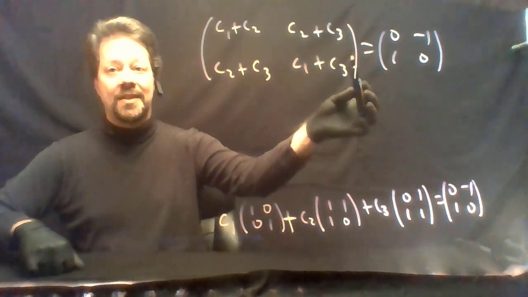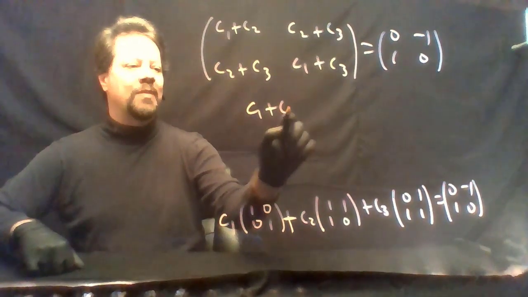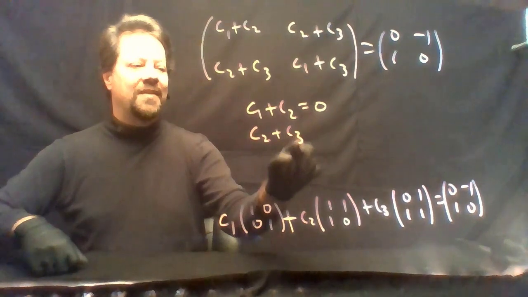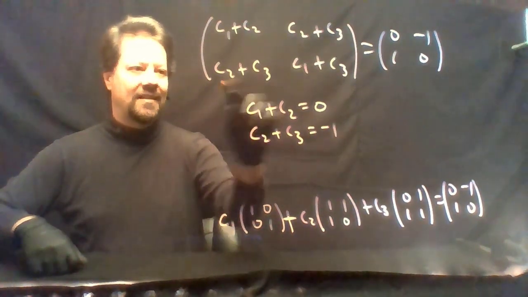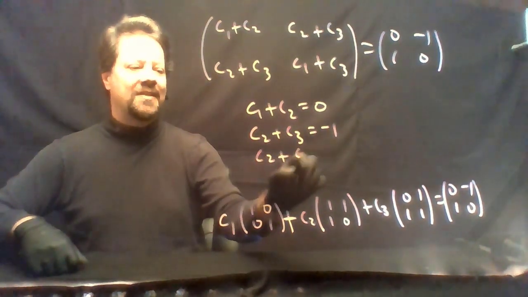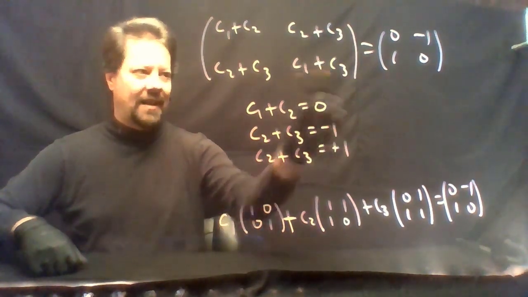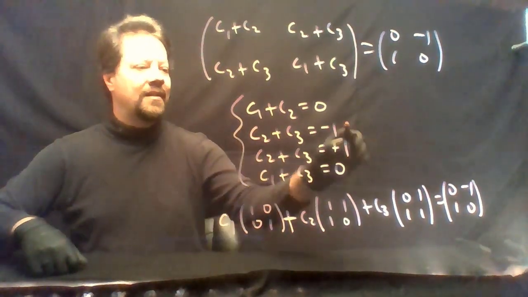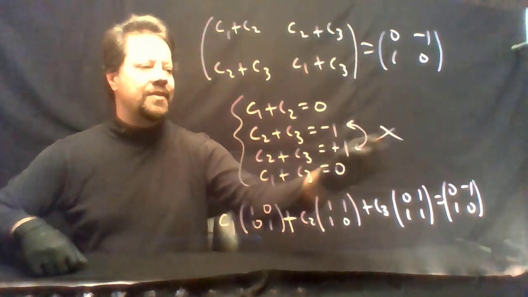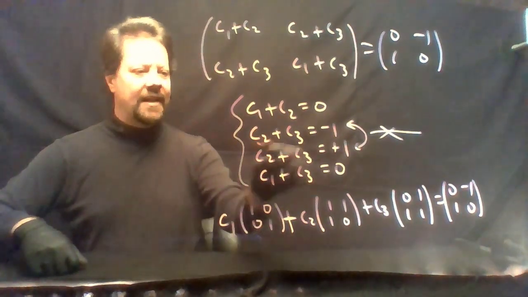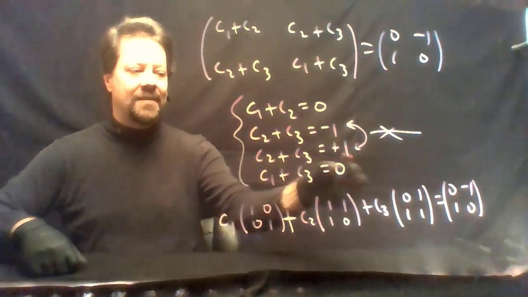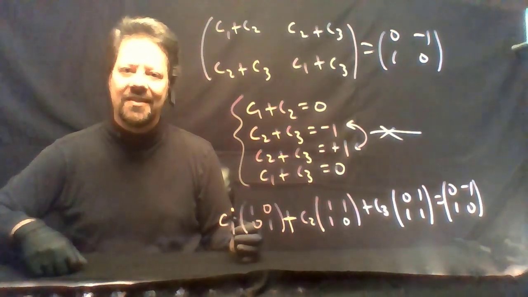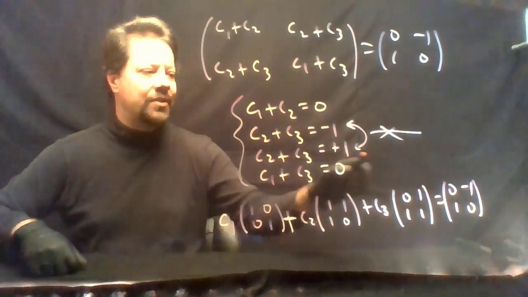We end up with a system of equations. C1 plus C2 equals 0. C2 plus C3 equals minus 1. C2 plus C3 equals positive 1, and C1 plus C3 equals 0. These middle two equations are a contradiction. You can't have something equal to negative 1 and at the same time equal to positive 1. We see that these equations are inconsistent, which means there is no solution.